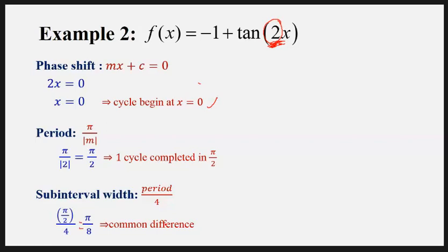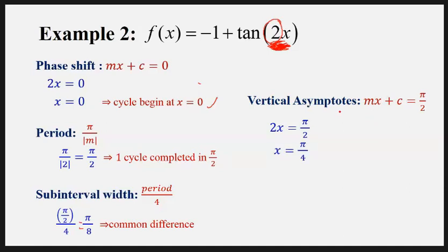But before we go on with the construction of the table, we need to find the corresponding vertical asymptote for the one cycle case first. For the vertical asymptote, we calculate based on the terms inside the bracket here, 2x = pi over 2. As a result, we find that x = pi over 4. And this is the asymptote that we will see later in our table for the one cycle case.